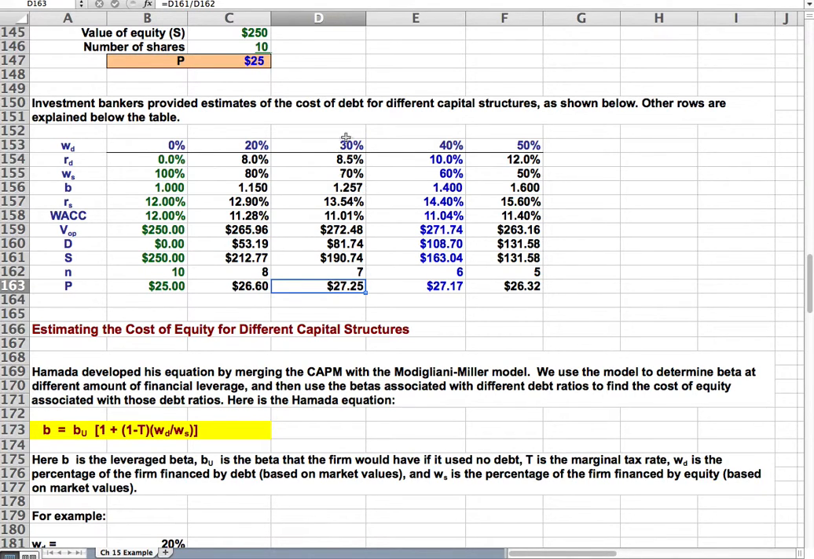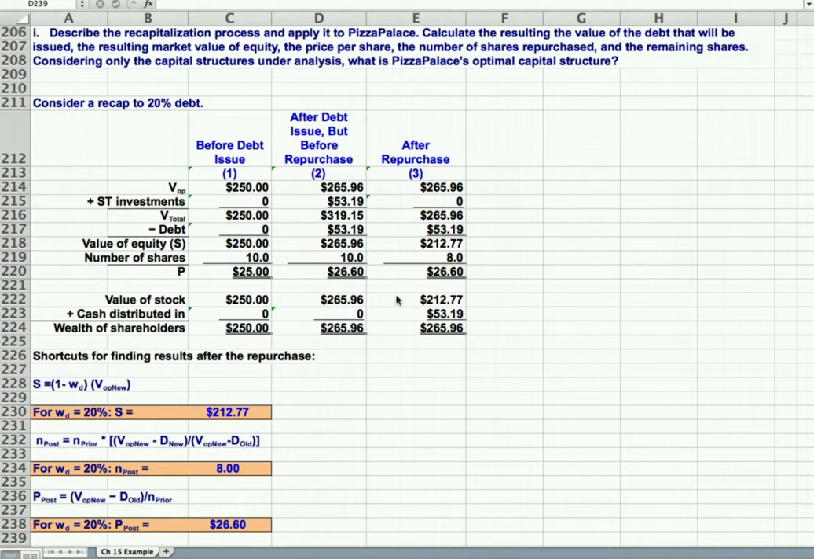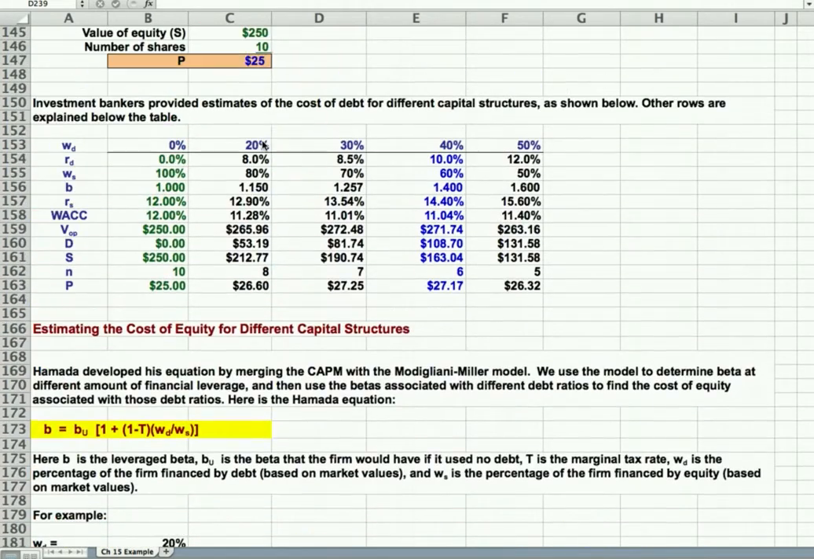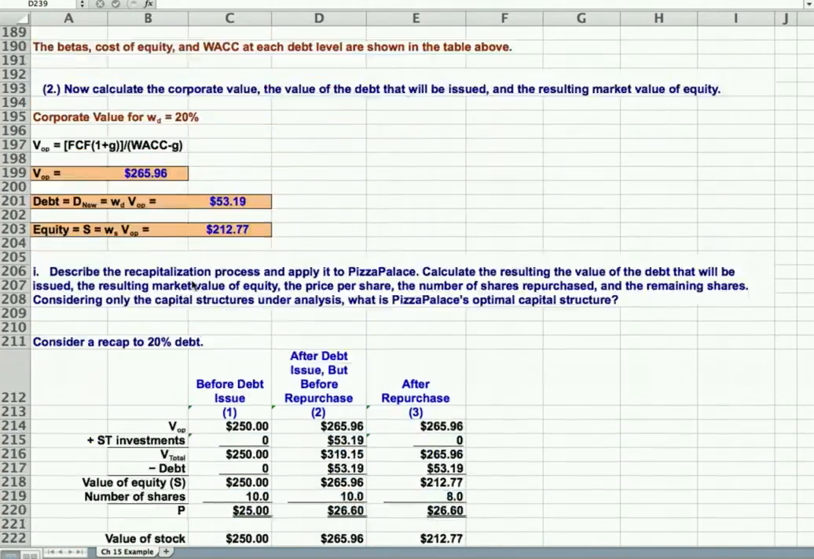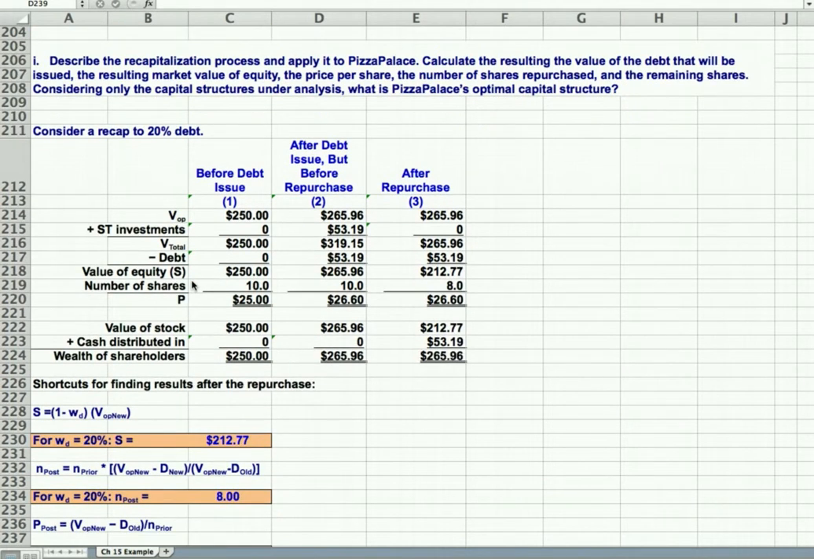Capitalizing with a 30-70 split is going to give us the highest price per share. And that's the goal. Okay, and now we're going to describe a recapitalization where we issue debt and use that debt to buy back stock. And we're going to look at the resulting market value of equity, the price per share, the number of shares purchased, and the number of remaining shares. We're also going to highlight one thing we skipped over here, which was how to calculate the number of shares. So, there's a little formula for that.